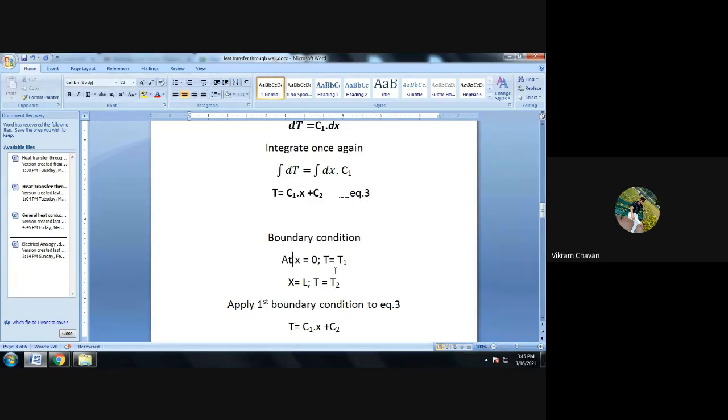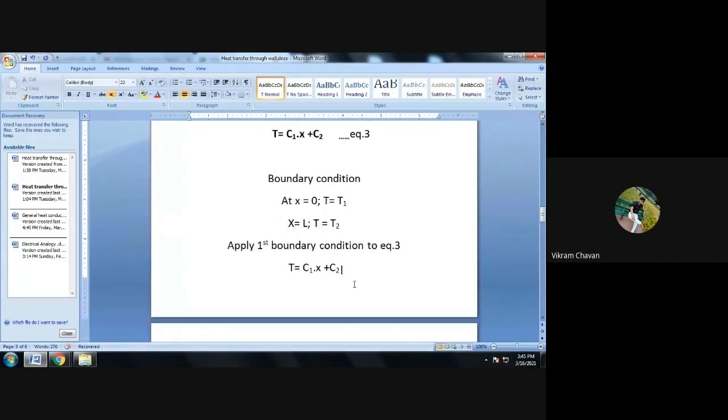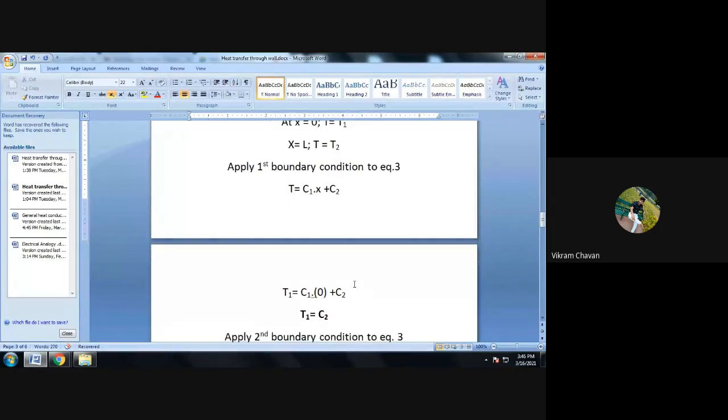After considering these two boundary conditions, we have to apply them to equation number 3. Apply the first boundary condition to equation number 3. Equation number 3 is t is equal to c1 multiplied by x plus c2. After applying, we will get the value for c2. So t1 is equal to c2.